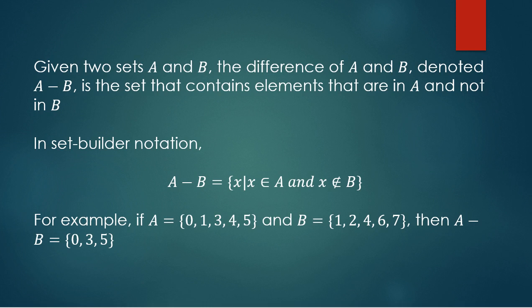4 lies in A. It also lies in B, therefore not in the difference. And then 5 lies in A. 5 does not lie in B, therefore 5 is in the difference. So the difference, A minus B, is the set containing 0, 3, and 5.